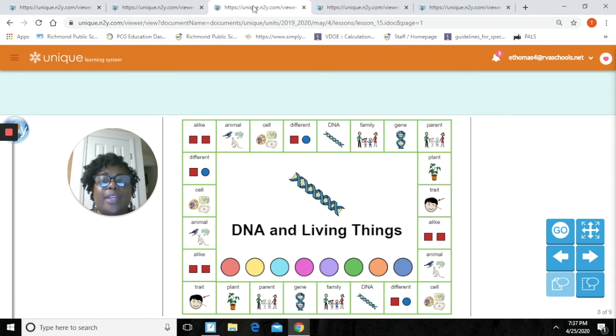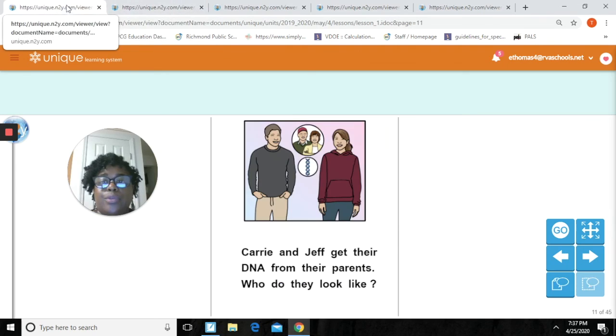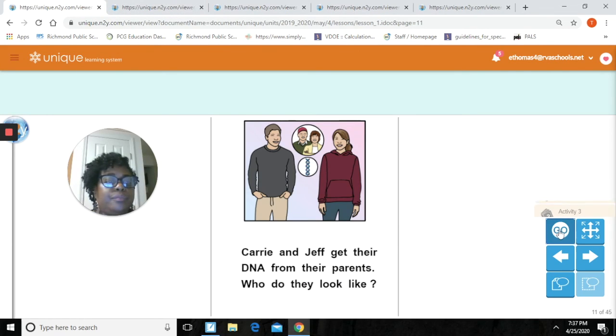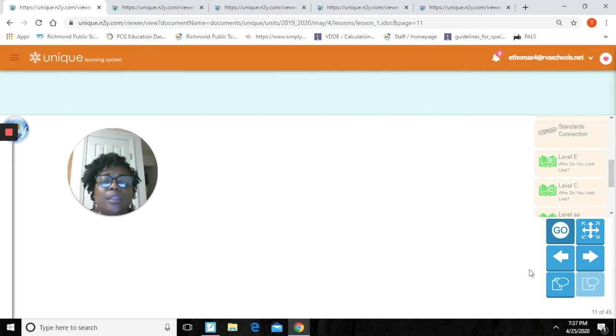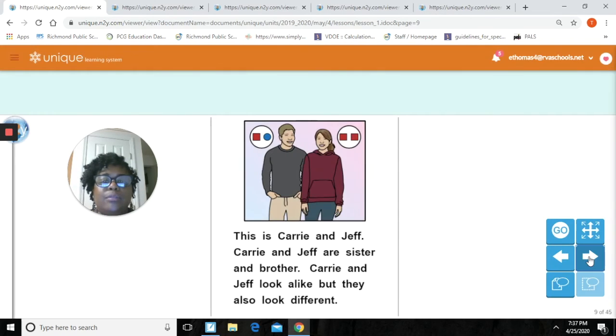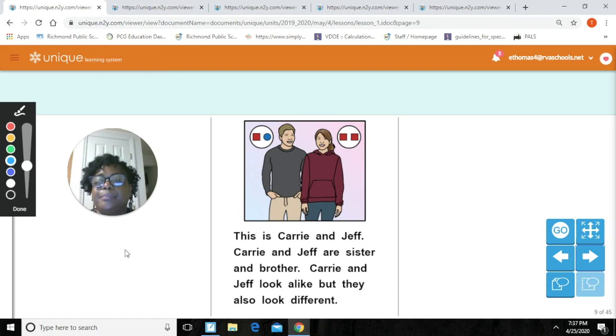Do you remember those vocabulary words that we had here? Alike. So let's look and see if we can find the word alike in our story. I'm going to pull up the page and then I'll let you look for it. Do you see alike on this page? There it is. There's the word alike. Alike. All right.